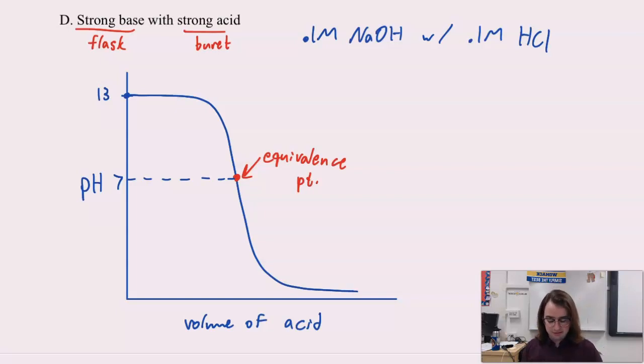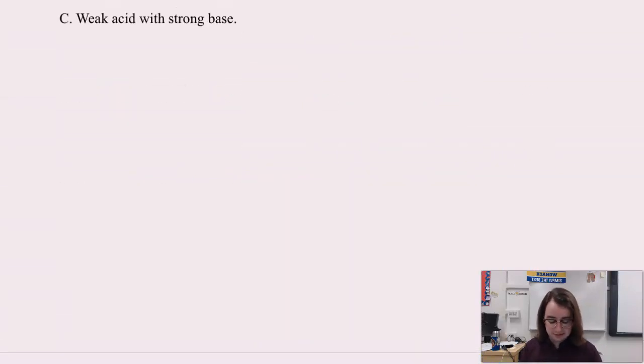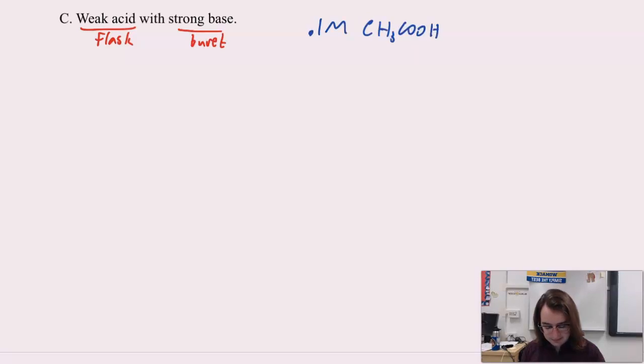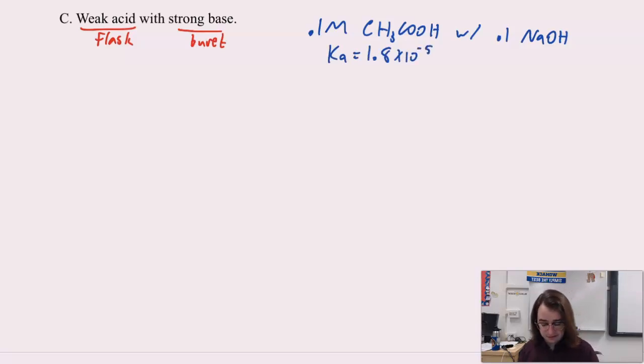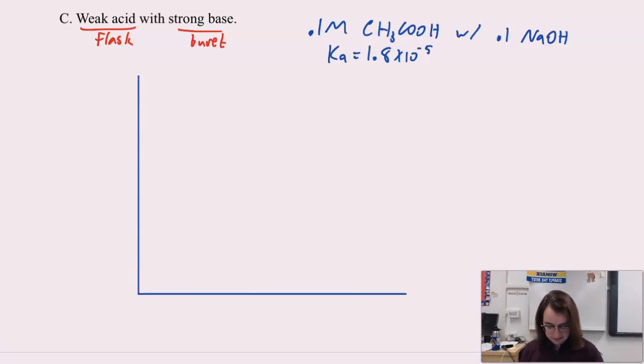It's a little more interesting if it's a strong, weak, or a weak, strong. So let's look at this one. This time we have a weak acid in the flask, and we have a strong base in the burette. We're going to do 0.1 molar acetic acid, and let's titrate that with, let's stay consistent, NaOH. This time, we're going to have an acetic acid with a Ka of about 1.8 times 10 to the -5th. So let's set up our graph again, just like that.